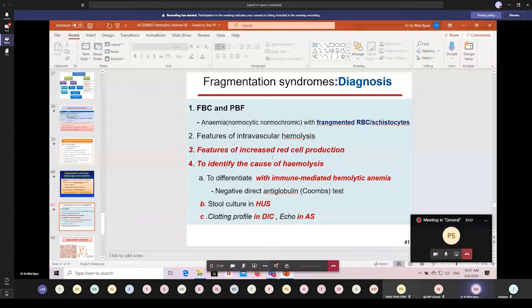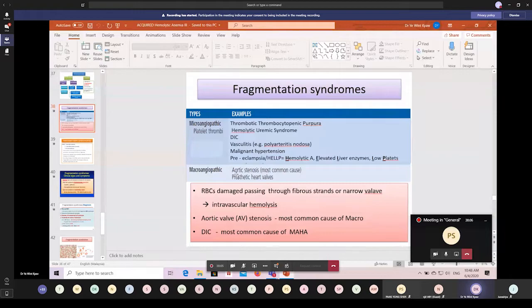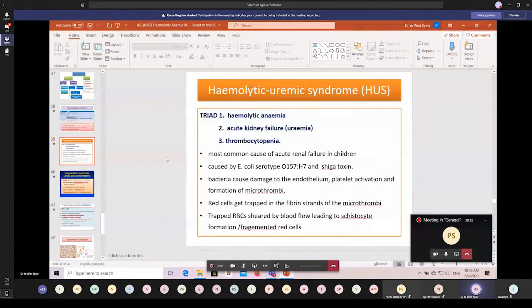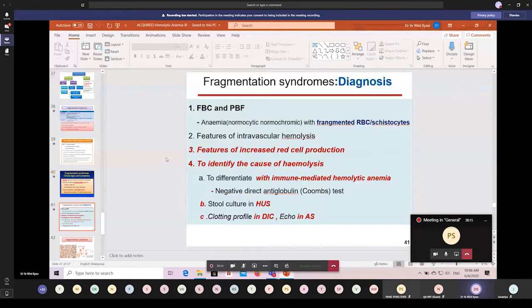What you see in the blood film is fragmented RBCs, or schistocytes. This is a key point for MCQs because fragmentation syndrome usually appears in MCQs. Another term is schistocytes. Fragmented RBCs, another name is schistocytes. With intravascular hemolysis, the diseases that can cause it are thrombotic thrombocytopenic purpura, hemolytic uremic syndrome, DIC, and aortic stenosis. All of these can cause lysis of RBCs and produce schistocytes.